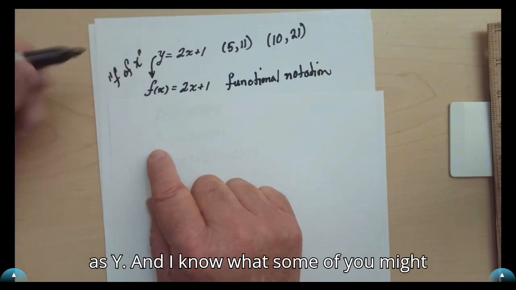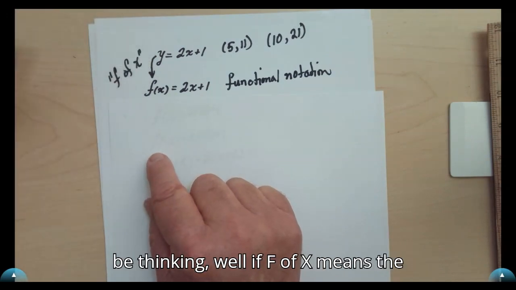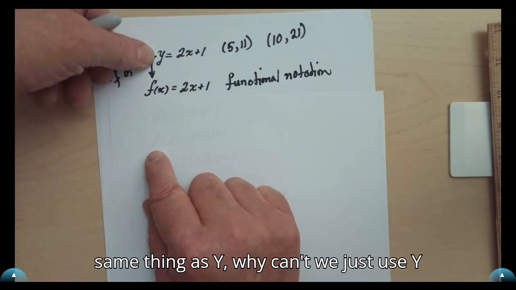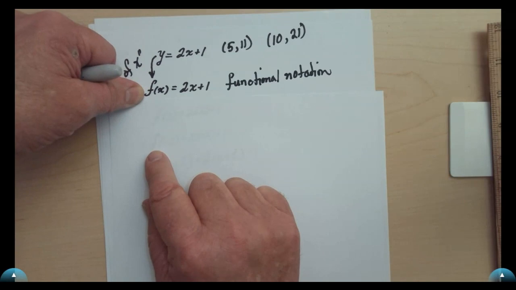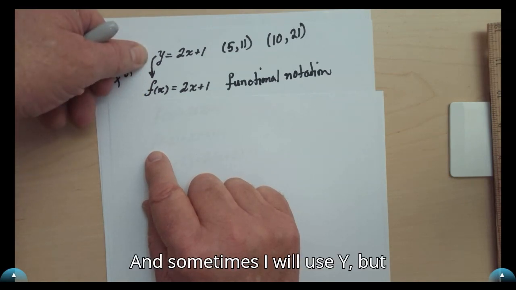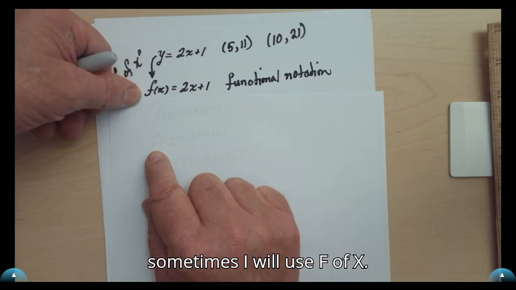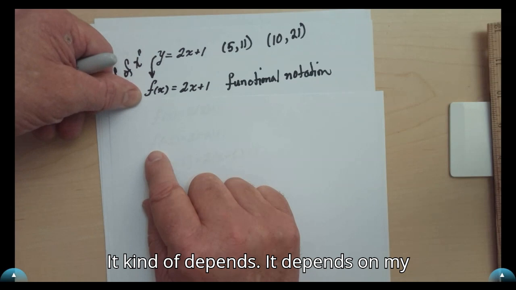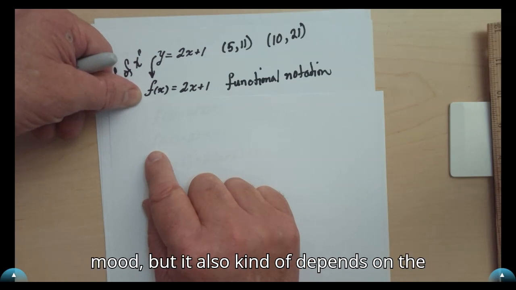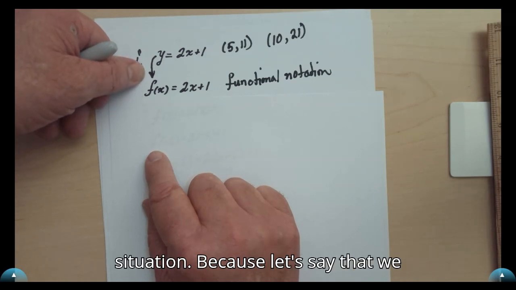And I know what some of you might be thinking. Well, if f of x means the same thing as y, why can't we just use y? Because that seems a lot simpler. And I don't necessarily disagree. And sometimes I will use y, but sometimes I will use f of x. It depends on my mood, but it also kind of depends on the situation.